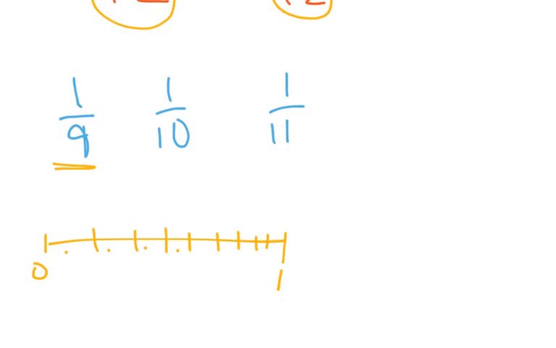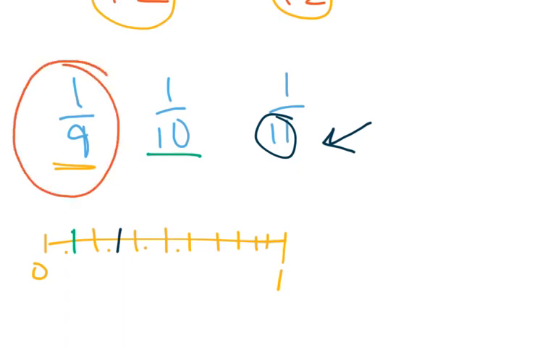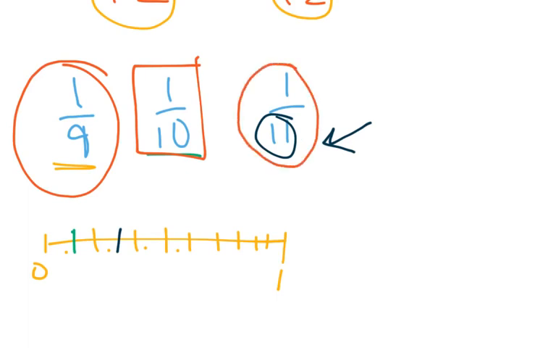But if we are going to do something like 1/10, we need to make the chunks even smaller because we have to squeeze one more in here. And then if we go 1/11, we have to go even smaller and squeeze yet another one in there. The point I want to make is the larger the denominator is getting, the smaller the actual number could be. So here, 1/9 is the largest, followed by 1/10, and then 1/11 is the smallest.